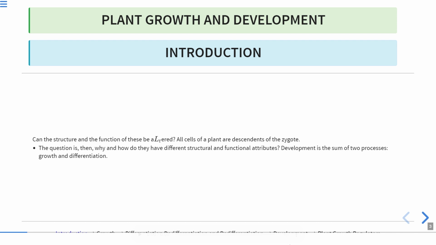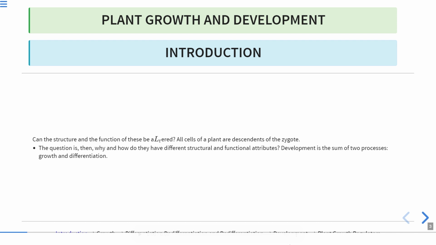Growth means the plant is in the growing stage. It is increasing its mass, it is increasing its size. That is the growth. Differentiation: the zygote divides and redivides and forms a number of cells. Now, out of those cells, some of the cells get differentiated into another type of cells, and they form a particular type of tissues. Now different tissues unite together and form a different organ.